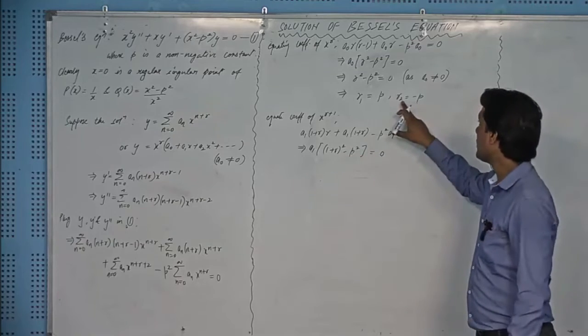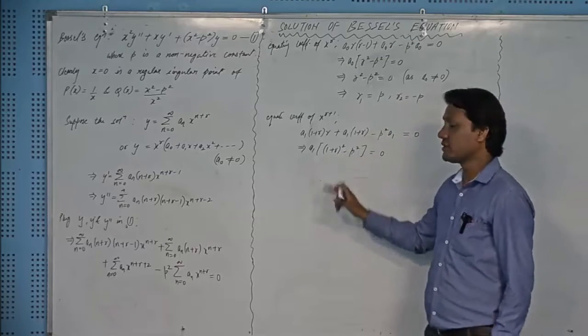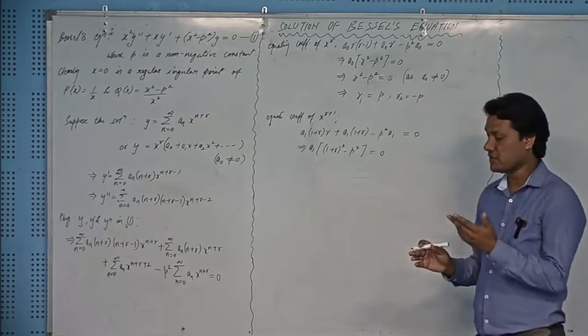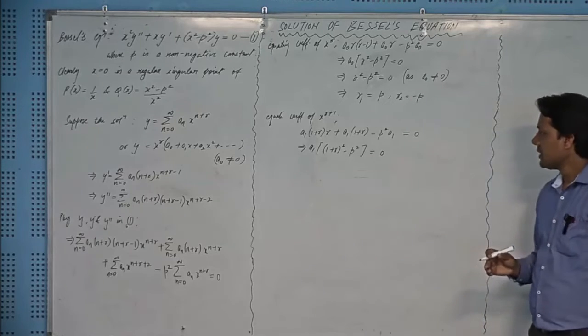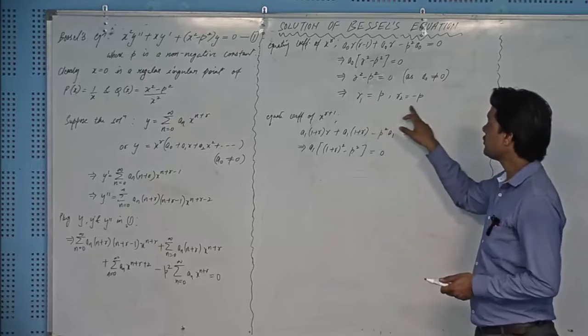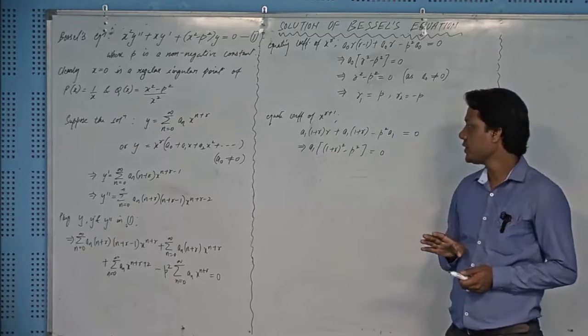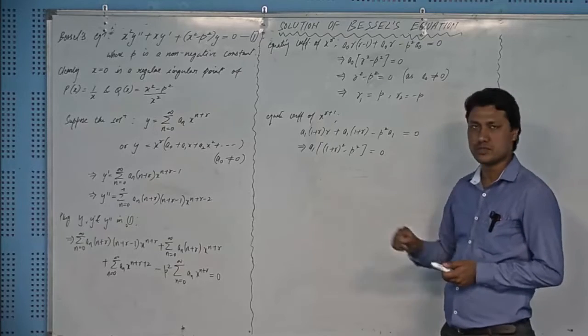And if you put r equal to minus p here, you will get 1 minus p whole square minus p square. That is again not equal to 0. That will be something like 1 minus 2p, I think. So in any case, for these two values of r, this factor is not equal to 0, right? It means that a1 equal to 0, right?